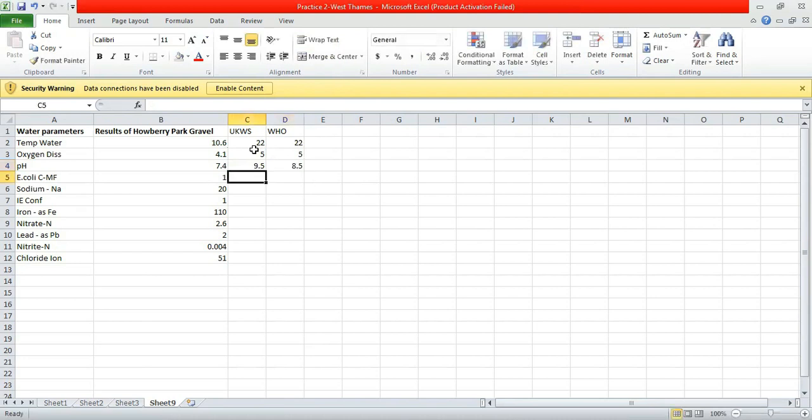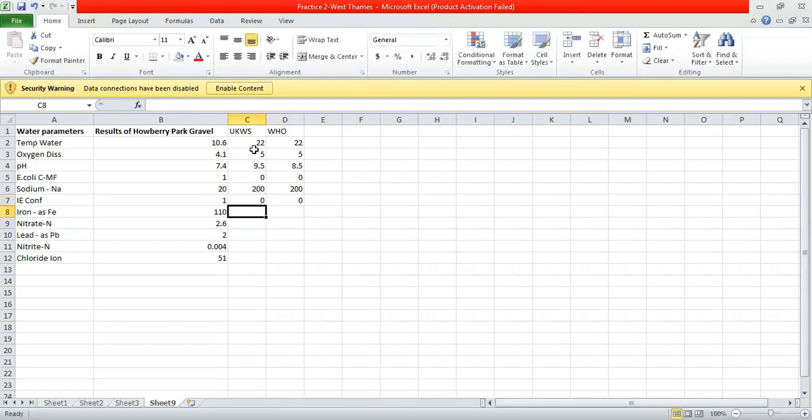WHO, and then for E. coli, it's 0. Yeah, you must have 0. And then for sodium, we have 200, and 200. That is for sodium. And then for enterococci, according to UK water standards, it's supposed to be 0.